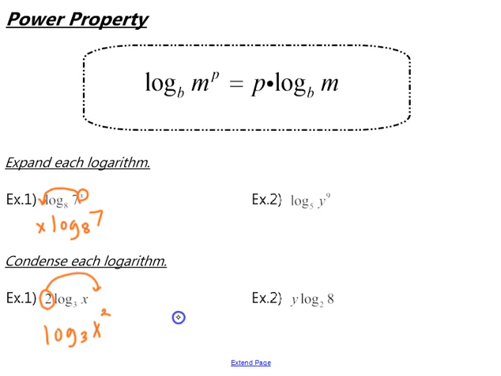So go ahead and press pause, try example 2 in expanding, example 2 in condensing, and then check back with me when you're finished. Hopefully you got 9 times log base 5 of y for example 2 in expanding, and for condensing, log base 2 of 8 to the y power.